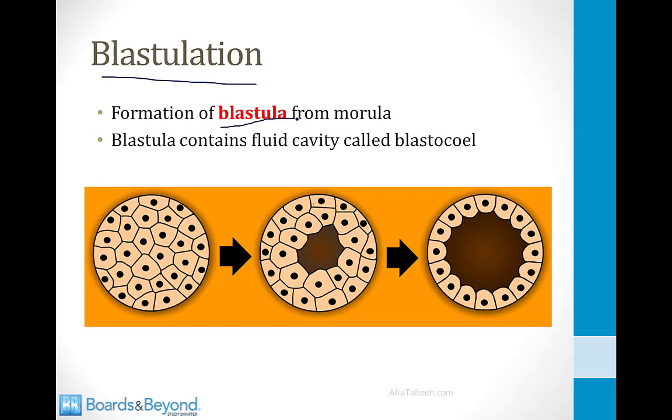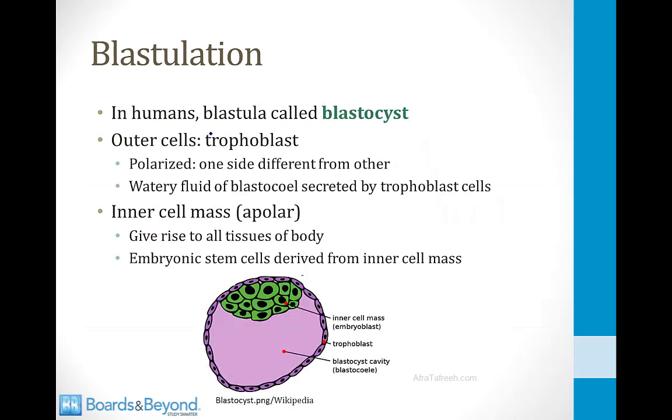The difference between a blastula and a morula is that the blastula contains a fluid-filled cavity called a blastocele. In humans, the blastula is called a blastocyst, and the reason it's called a blastocyst is because the fluid-filled cavity is not in the center of the structure. The blastocyst is made up of a group of outer cells shown in purple in my cartoon here. These are called trophoblast cells.